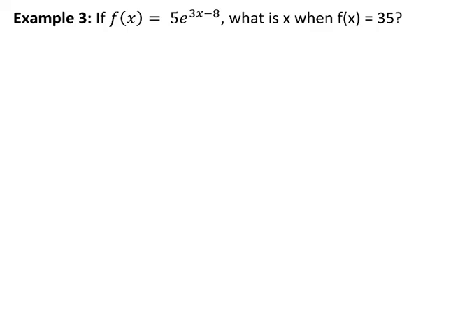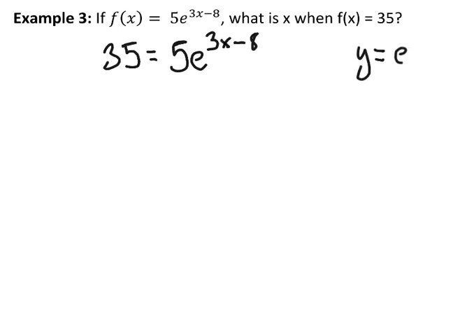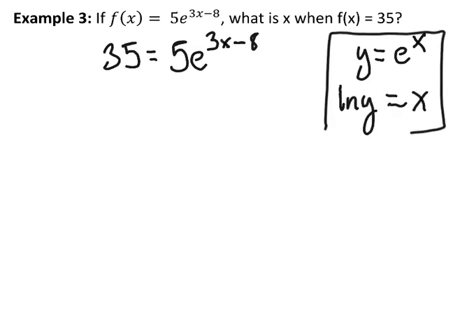Let's try a trickier one. What if there's a few more numbers in there? So we know f of x is 35, so y is 35. I'm trying to solve for x. So I'll plug that in. 35 is 5 e to the 3x minus 8. Our rule here is that if y equals e to the x, then ln y will give me x. That's the rule I'm going for. But notice, this only works when the e is totally cleaned up. I can't have a 5 or something out in front of the e.